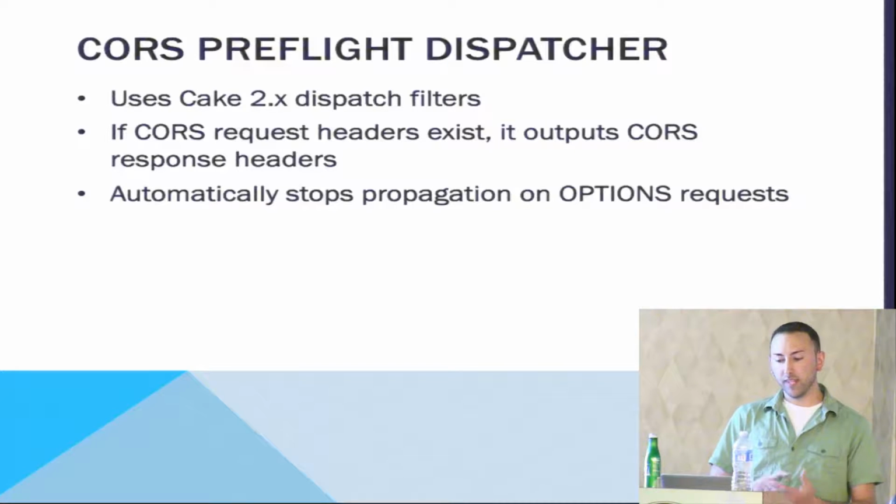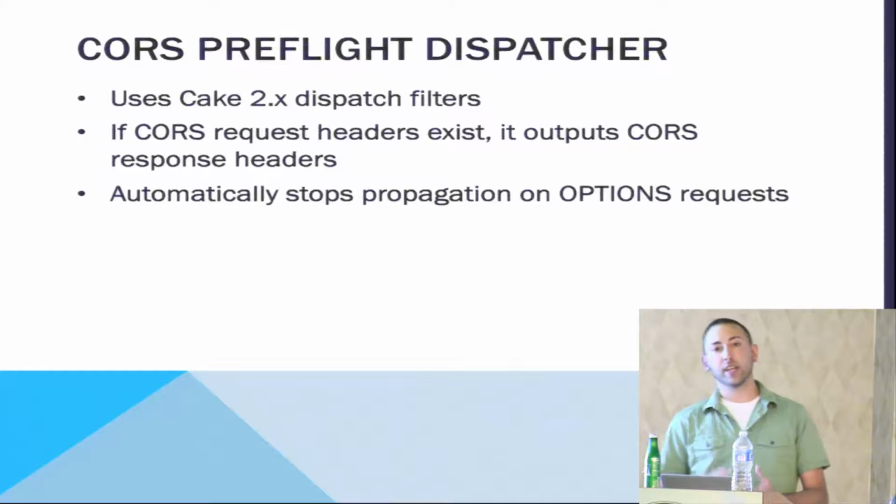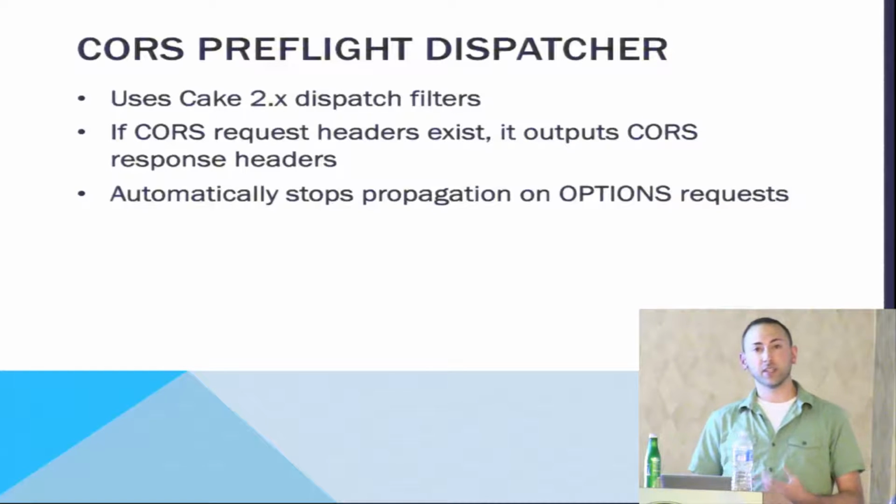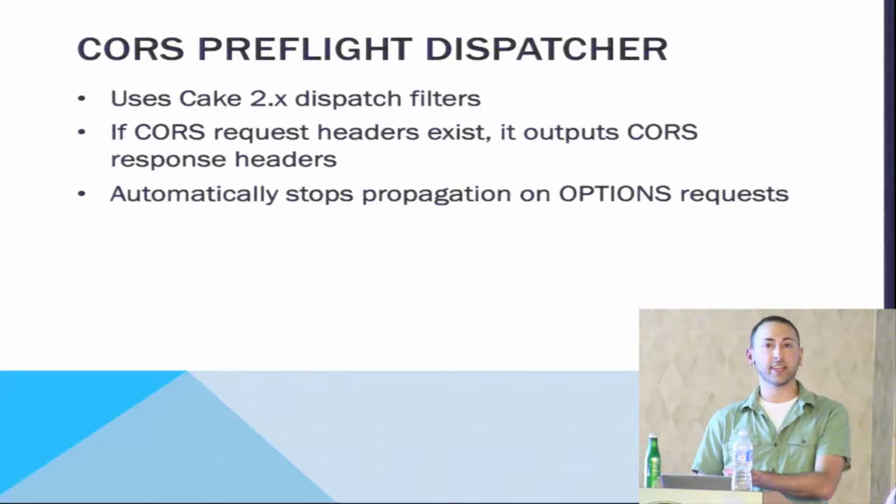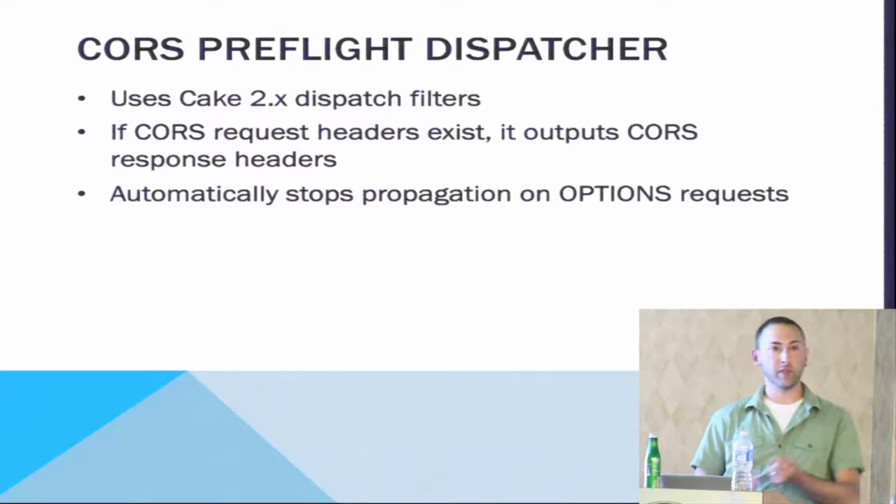It also immediately stops propagation on the options request. If you're not familiar with CORS, an options request is basically just a way for the front-end app to make sure that it can access some other domain before it sends the full request.